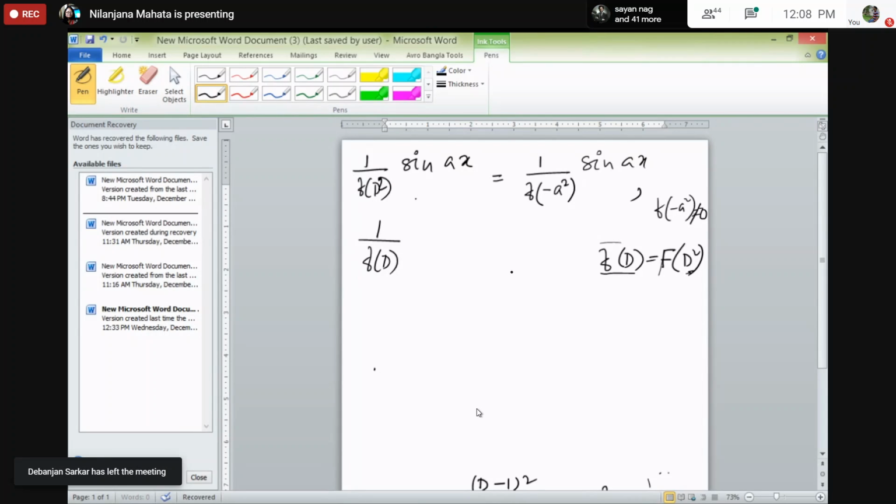Then your 1 by f(D) will be just, you will replace this D square by minus a square, and your sign will remain constant. If this is sin x, this will be sin x. If this is cos x, the formula will be the same.